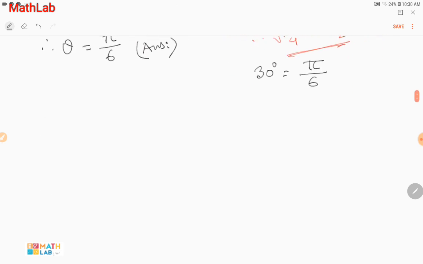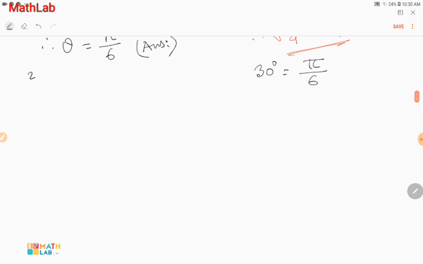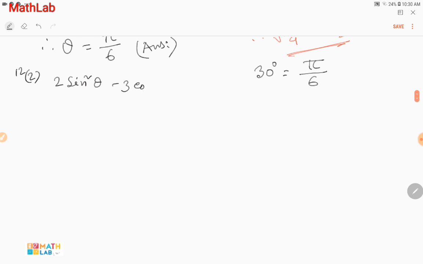Okay, now we'll start question number 2. That is 2 sine squared theta minus 3 cos theta equals to 0. And also for this maths our condition is theta is greater than 0, less than pi by 2. Okay, so we have to solve this equation.